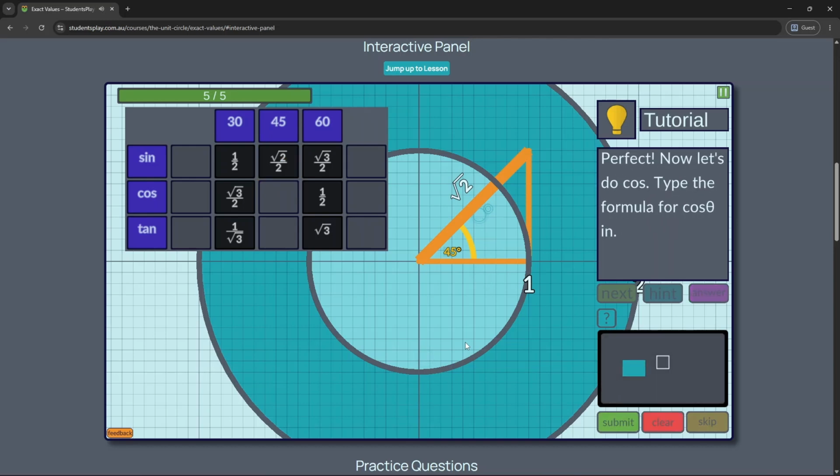Type the formula for cos theta in. Okay. Cos theta equals square root of 2. Oops, got ahead of myself there. Cos theta equals adjacent over hypotenuse. I was thinking about the square root of 2 here because I'll explain now it's in the table.